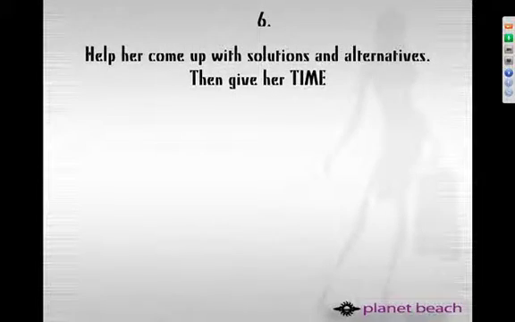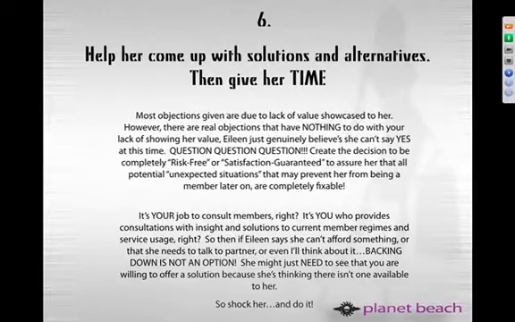I think we have actually established that at convention. Next step, help her come up with the solutions and alternatives, then give her time. What do we mean by this? Well, most objections that you get are due to a lack of value showcased to her. Believe it or not, a financial objection can be a lack of value objection.